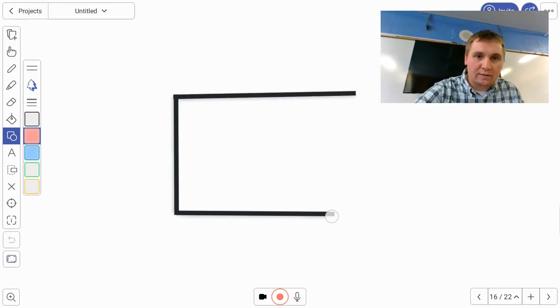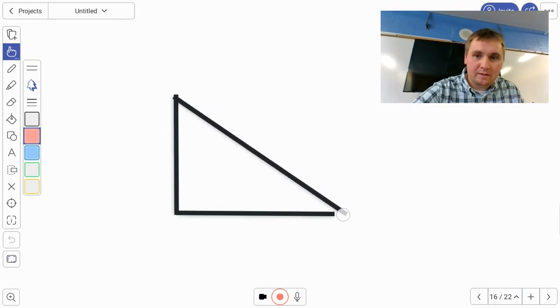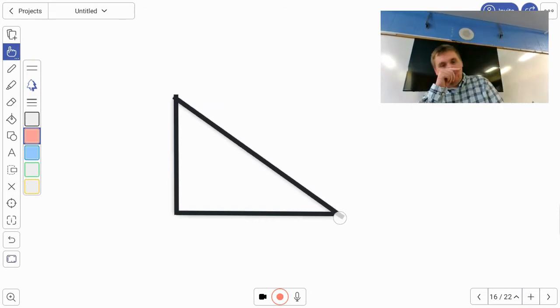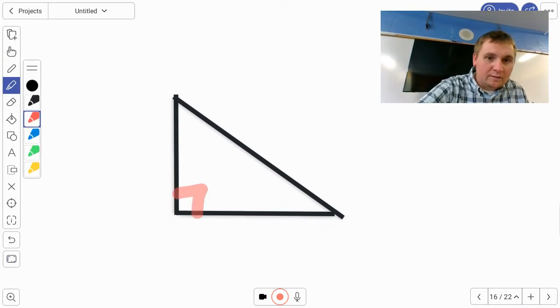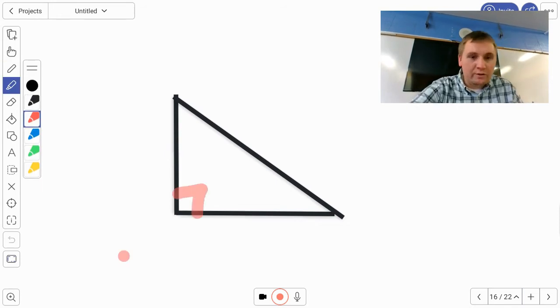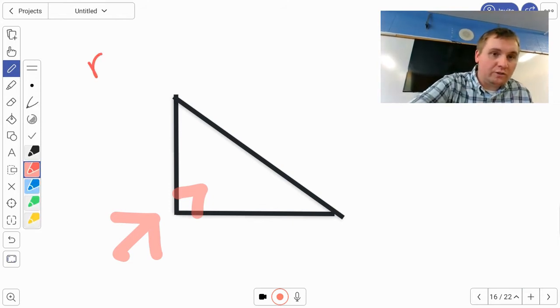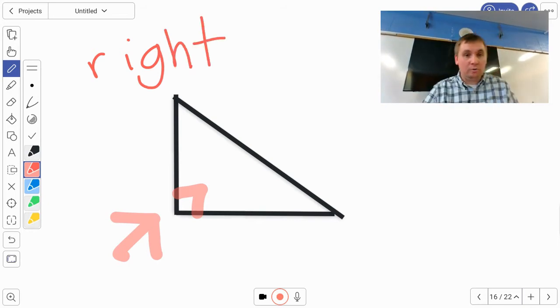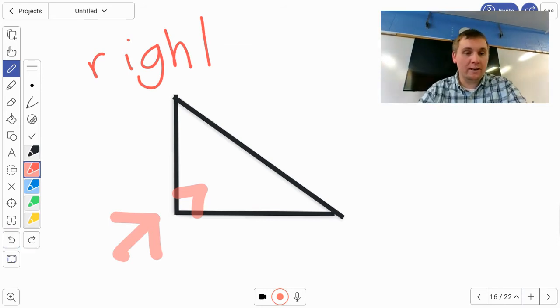All right, so I've got this triangle. You can see right there, if I make the triangle here, I've got a perfect square corner right there. Boom. Right in that corner is a perfect square corner. If you see a right angle anywhere in the triangle, you know that it is called a right triangle. You just know that instantly, no matter what the other angles are or look like. If it has at least one right angle, it is a right triangle.